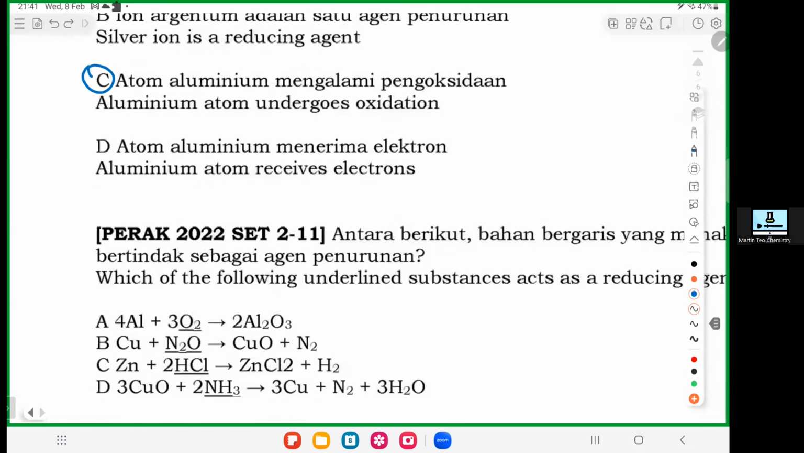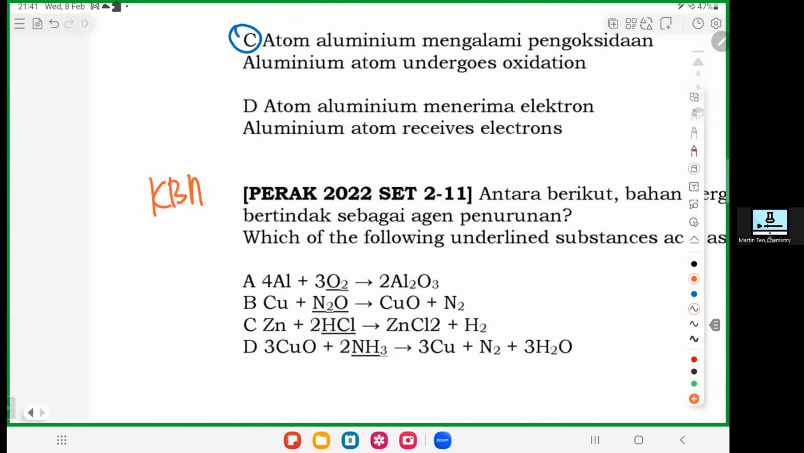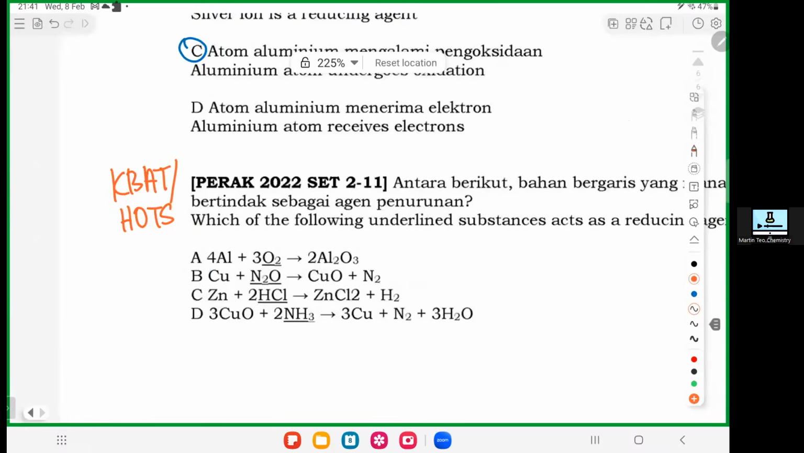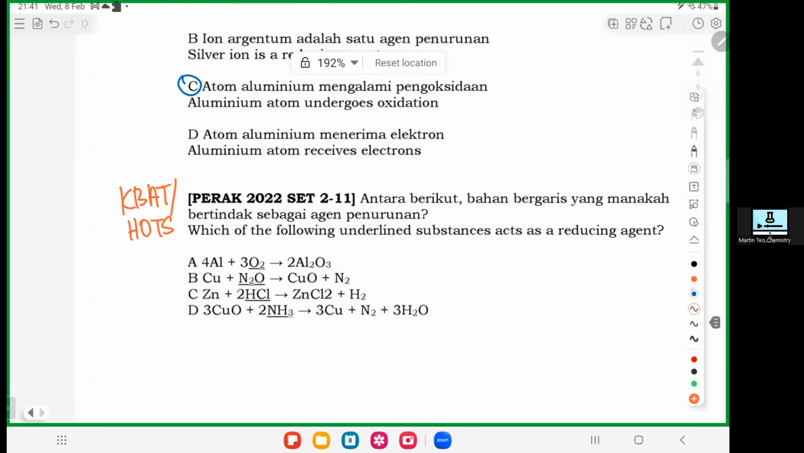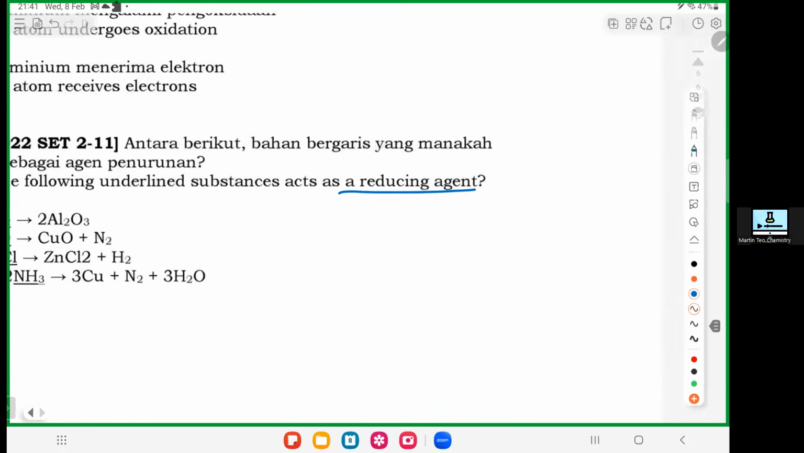Okay, this question is a very good K-BUT question. We call it K-BUT or we call it HOTS, higher order thinking skill. So this question needs some critical thinking. It's not so straightforward, but don't worry, it's very easy only. So which of the following substances act as reducing agent?